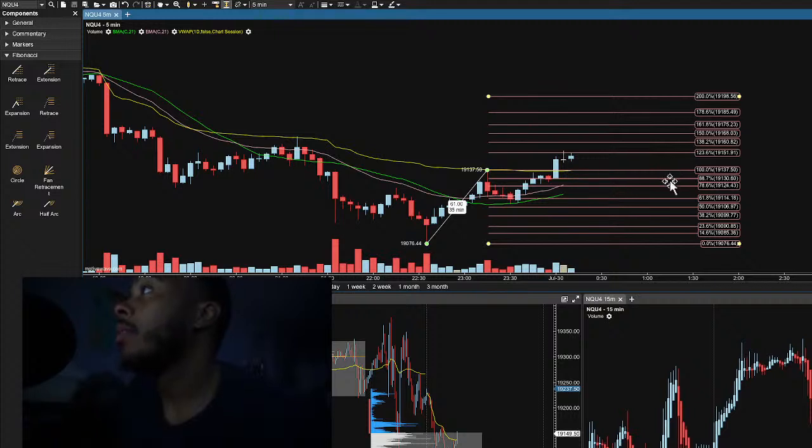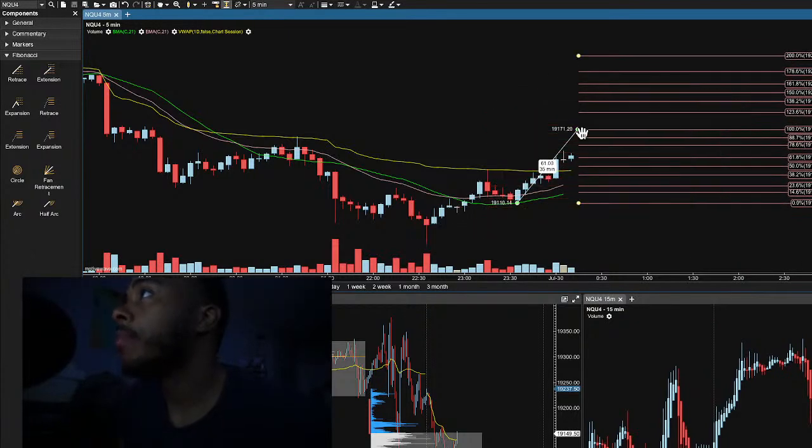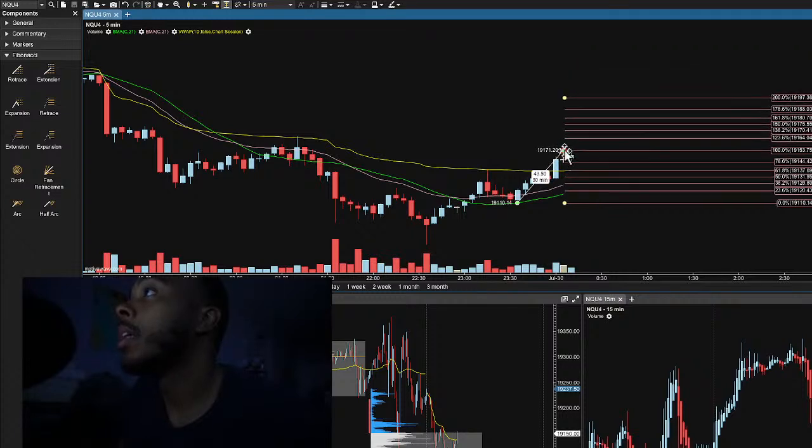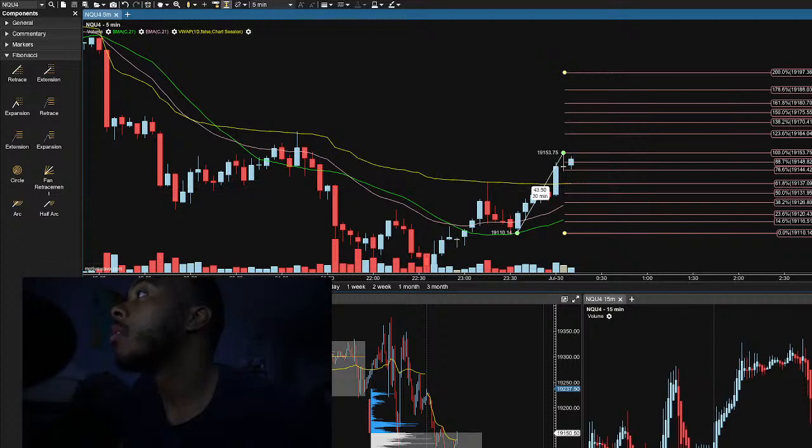So right now, we're in that 123%. So usually when it gets up to here, you start to see a little bit of pullback. This candle right here looks like it's a reversal, so we might see a little pullback, but we're just being patient. With that being said, if it does pull back, I'm just going to move my extension here, widen this out a little bit.